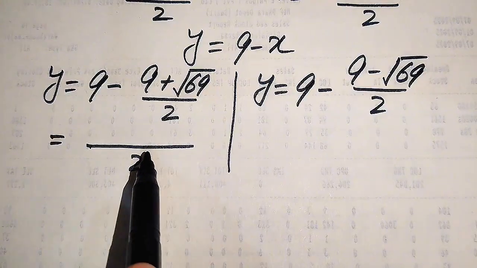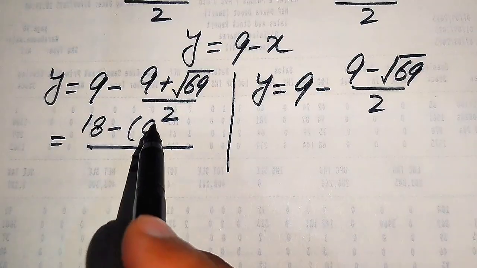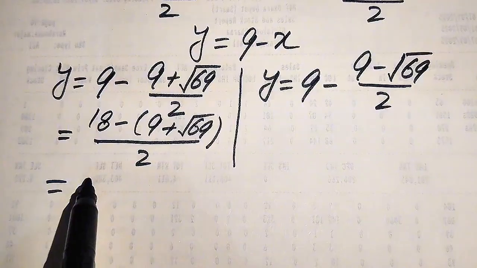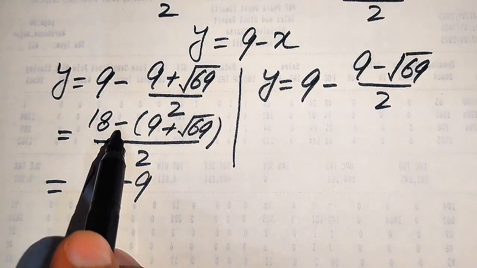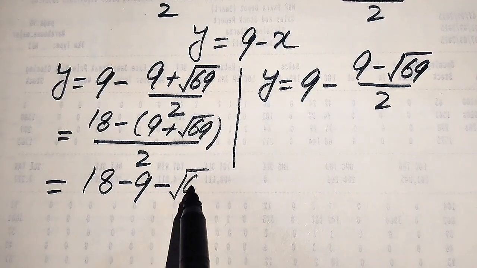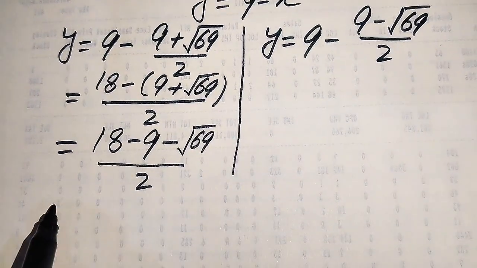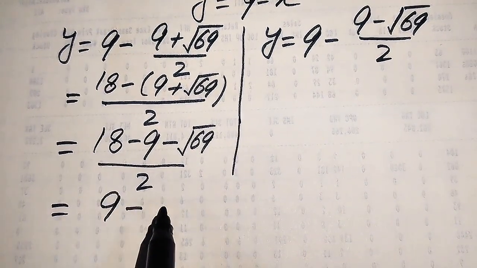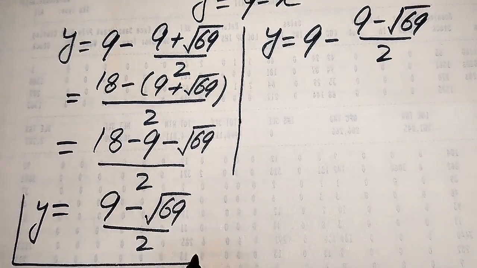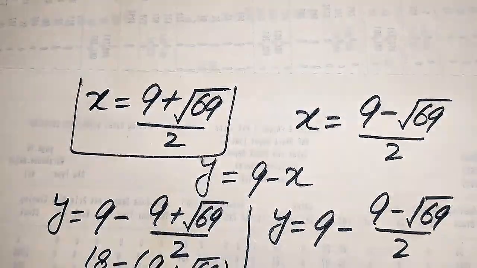So the LCM of this term is 2, so we have 2 times 9 becomes 18 minus, these 2 is cancelled out by these 2, and we will get here 9 plus square root of 69. So further we need more simplifications, and it becomes 18 minus 9. We multiply this negative sign separately on both of these values, and it will become minus 9 minus square root of 69, and it is divided by 2. So from here we get 18 minus 9 becomes 9 minus square root of 69 divided by 2. So this is the value of y corresponding to this value of x.